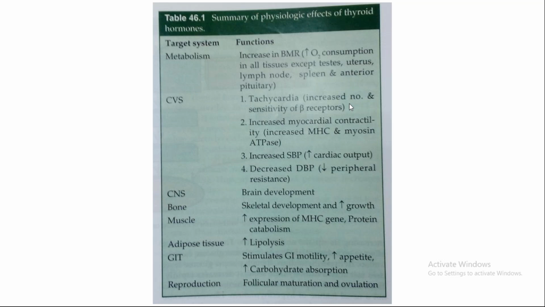In the adrenal medulla, we'll see. So it increases the sensitivity of beta receptors, plus it increases the number of beta receptors. So the density of the beta receptors increases at the level of the nodal tissue, plus it increases the sensitivity of beta receptors to catecholamines. And catecholamines are epinephrine, norepinephrine, and dopamine. So epinephrine and norepinephrine are important over here. So ultimately what will happen? Thyroid hormone will increase the heart rate because the beta receptor activity increases.